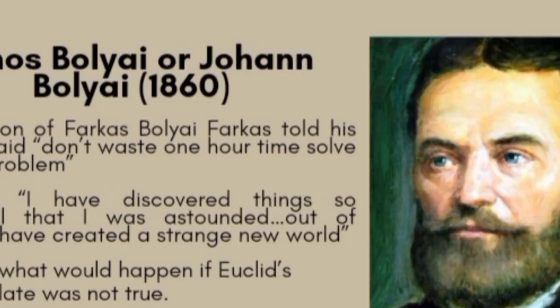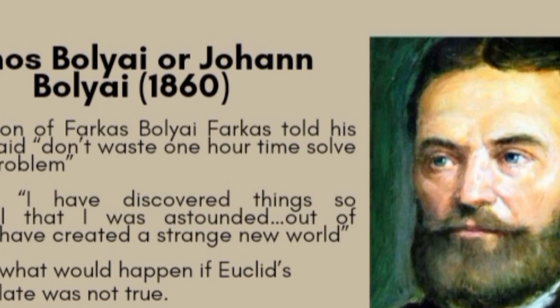The next mathematician was Janusz Bolyai, or Johann Bolyai, in 1860. Gauss discussed the theory of parallels with his friend, the mathematician Farkas Bolyai, who made several false proofs of the parallel postulate. Janusz Bolyai is the son of Farkas Bolyai. Farkas taught his son mathematics, but told him not to waste one hour's time on the problem of the fifth postulate. But Janusz Bolyai did work on the problem.